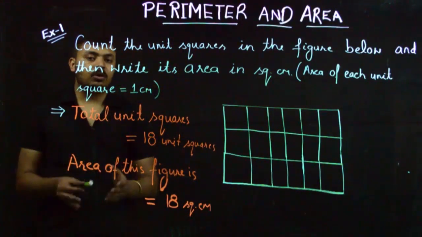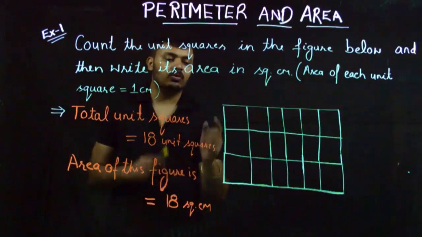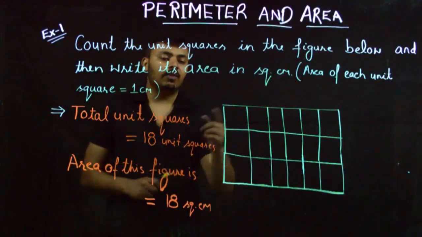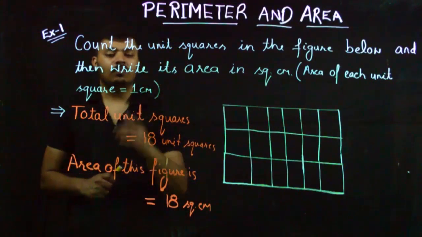So I hope students you have understood how to count the total number of squares and represent it in the form of square centimeters when the area of one unit square is equal to 1 square centimeter.